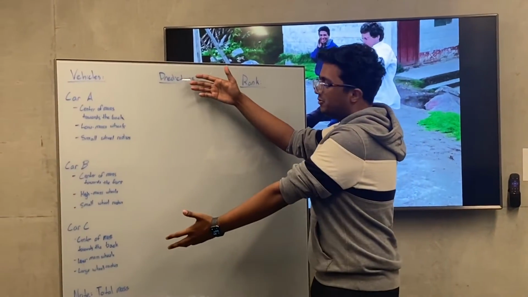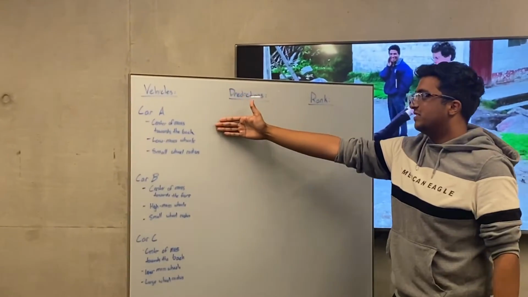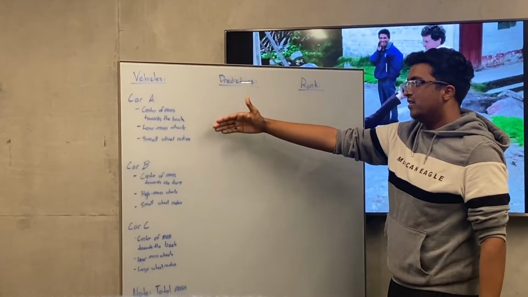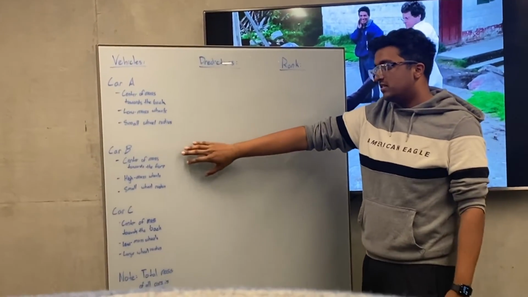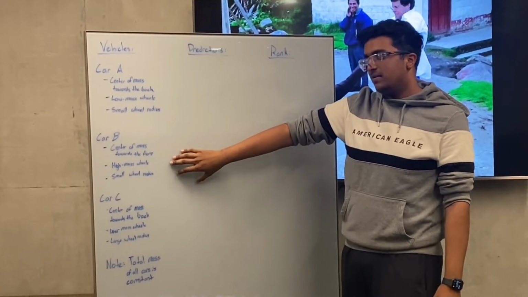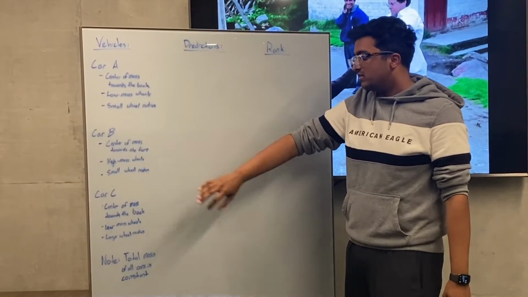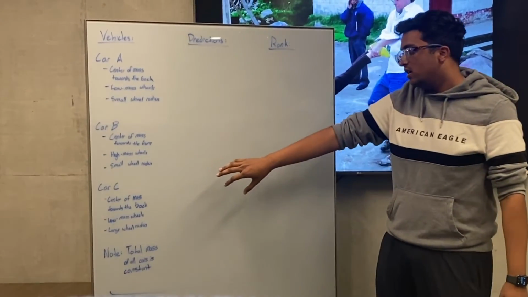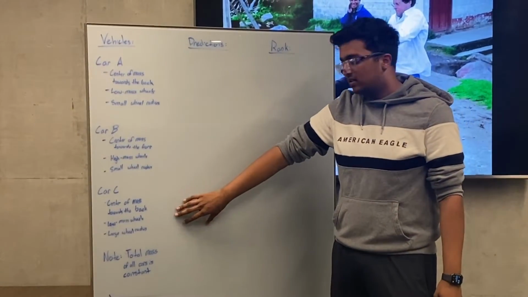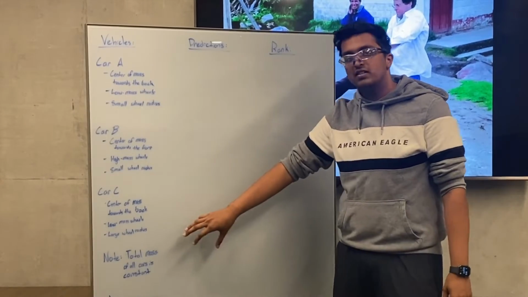So, the three cars we'll be looking at are car A, which has a center of mass towards the back of the car, low mass wheels, and a small wheel radius. Car B, which has a center of mass towards the front of the car, high mass wheels, and a small wheel radius. And then finally, car C, which has a center of mass towards the back of the car, low mass wheels, and a large wheel radius. And please keep in mind that the total mass of all the cars is the same.